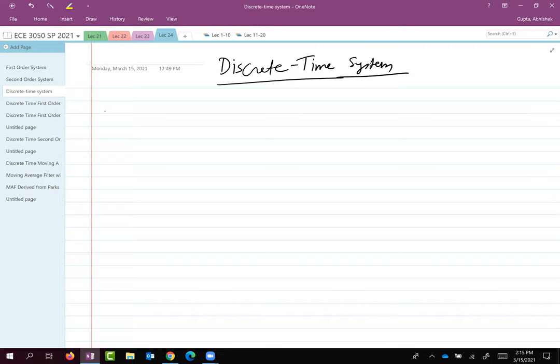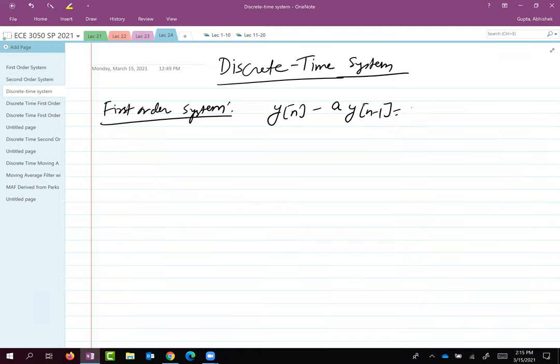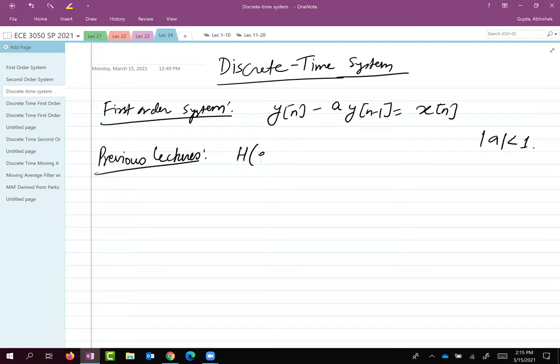So let's look at the first order system, which is y of n minus a times y of n minus 1 equals x of n. And from this state equation, we want the absolute value of a to be strictly less than 1. And we have done the calculation for the impulse response. Well, we have done all these calculations in previous lectures, so let me just write it. Here is what we know from the previous lecture.